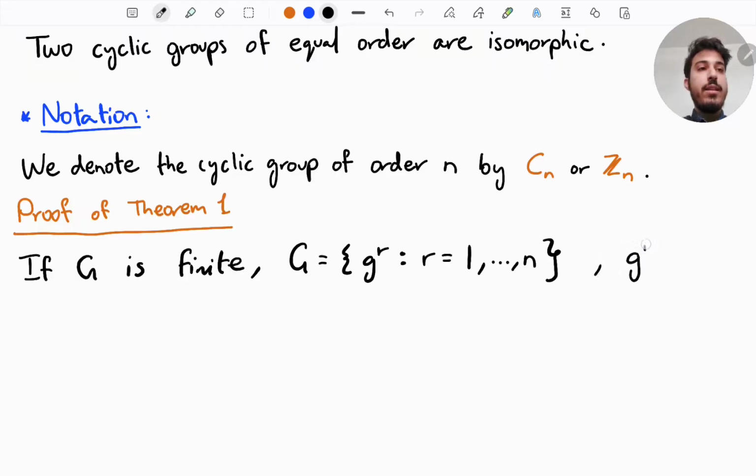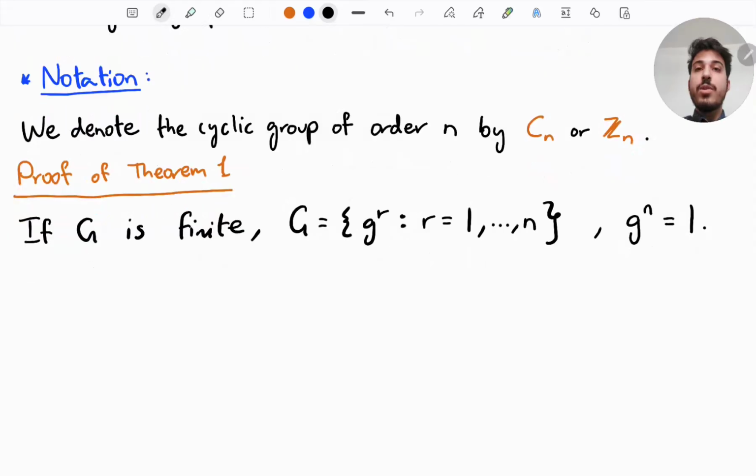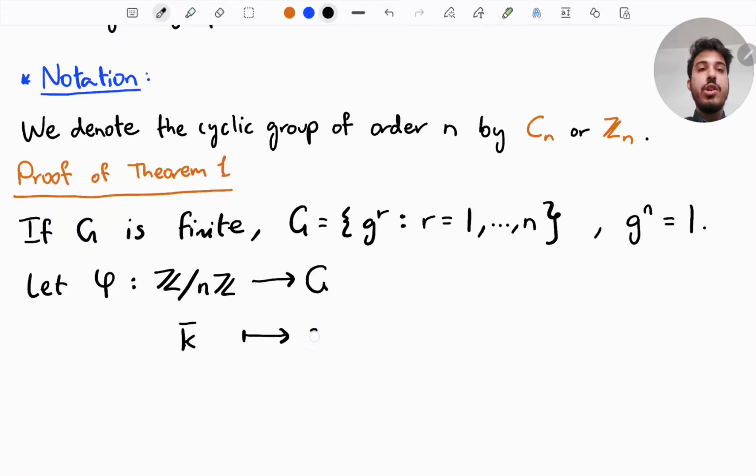And g to the n, therefore, would be equal to the identity 1. So this is a finite cyclic group. So now we will construct our map phi. Let phi be the map that takes an element from Z/nZ and gives back an element in G. The element it takes from Z/nZ will be a residue class, call it k, and it gives us the element g to the power k.